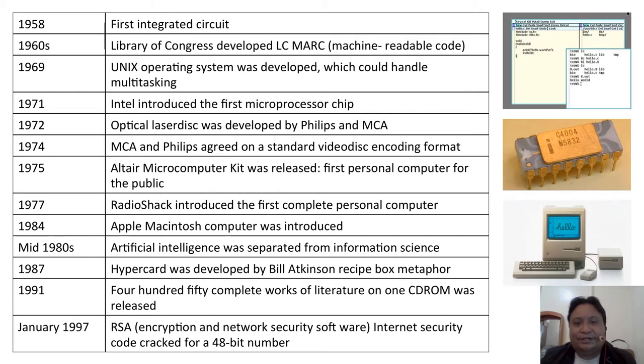Okay, next one is the 1980s. Artificial intelligence was separated from information science or information technology. In 1987, HyperCard was developed by Bill Atkinson, with a recipe box metaphor. In 1991, 450 complete works of literature on one CD-ROM was released. In January of 1997, the RSA encryption and network security software, so internet security code, cracked a 48-bit number.